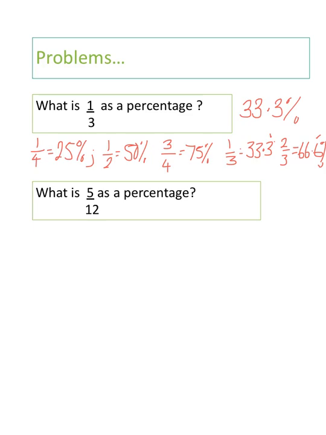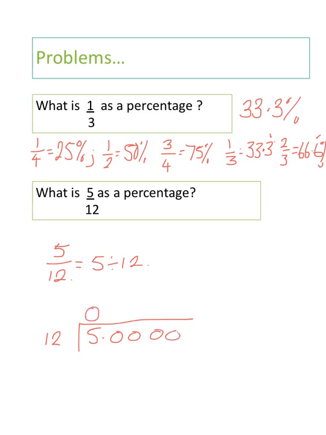So 5/12 is a fraction, and if we want to change that into a percentage, we could write it first of all as a decimal. So we can say, okay, 5/12 means 5 divided by 12. So I could have 5 divided by 12, and I'm going to put that down there.